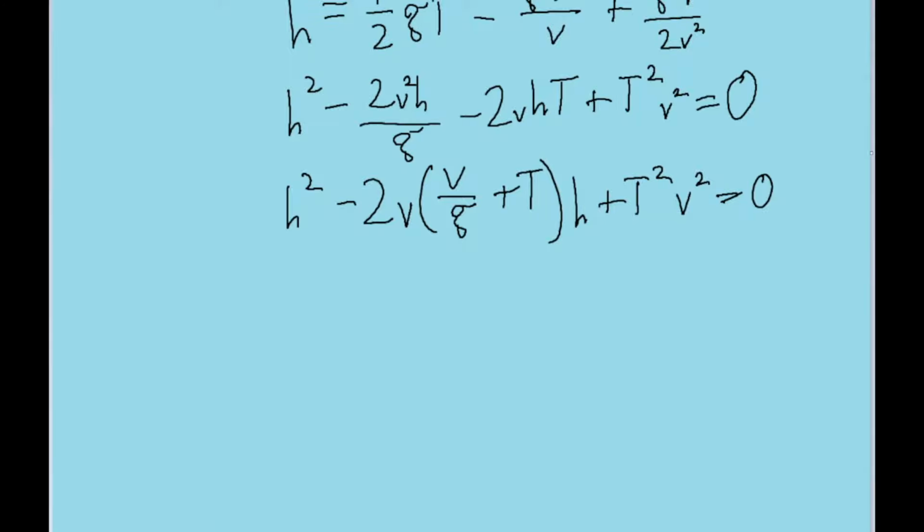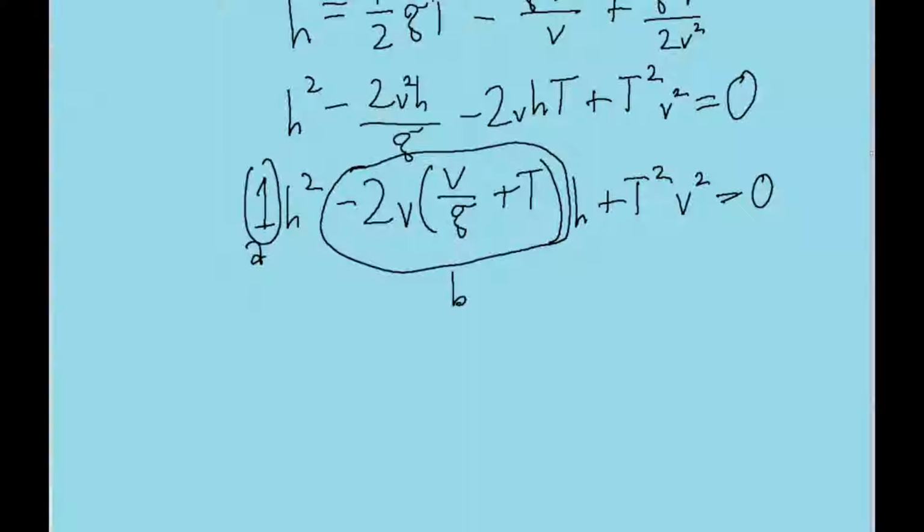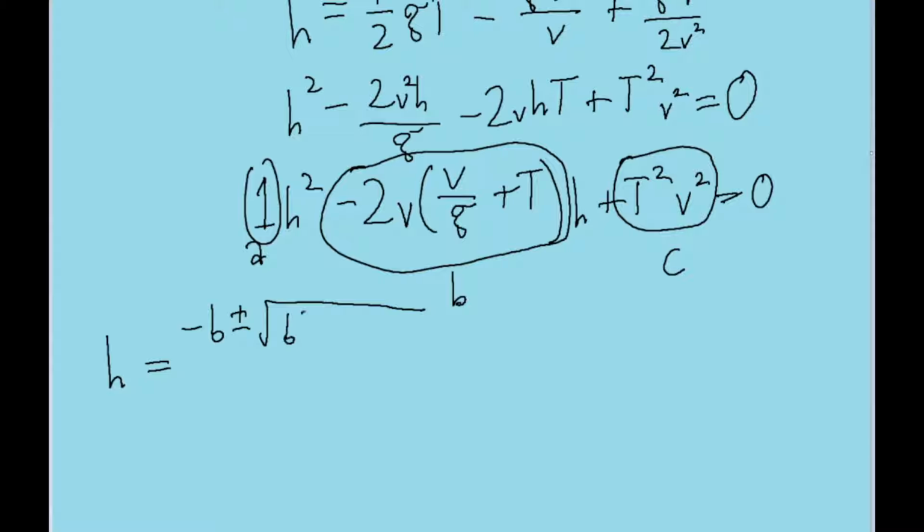Now remember, for the quadratic equation to work, every term needs to have a variable a, b, or c associated with it. So for h squared, the imaginary 1 in front of it is a. For the h term, this negative 2v and all that is going to be b. And all of this stuff without the h is going to be c. So then we'll use the quadratic formula, which tells us that h is equal to negative b plus or minus the square root of b squared minus 4ac, and then all of that is over 2a. And all the terms in a, b, and c for us are knowns.